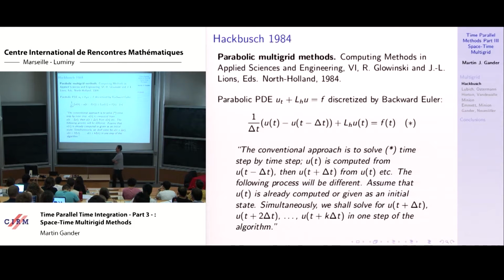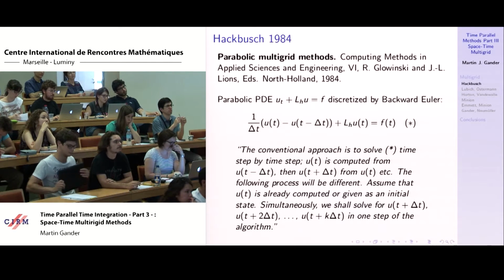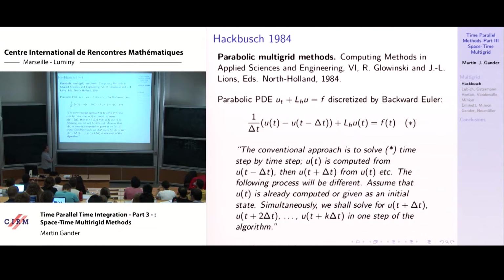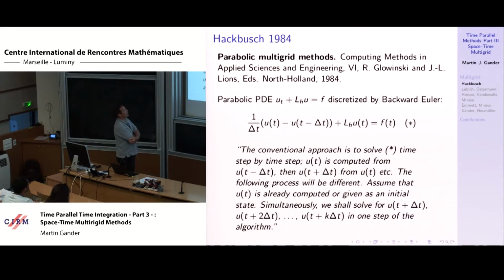There were interesting discussions, endless discussions about who was right, who had the right approach. So I think Hackbusch should get a lot of credit for what he did for multigrid methods. And he's the first to propose such a multigrid method for a space-time problem. He called it the parabolic multigrid method.